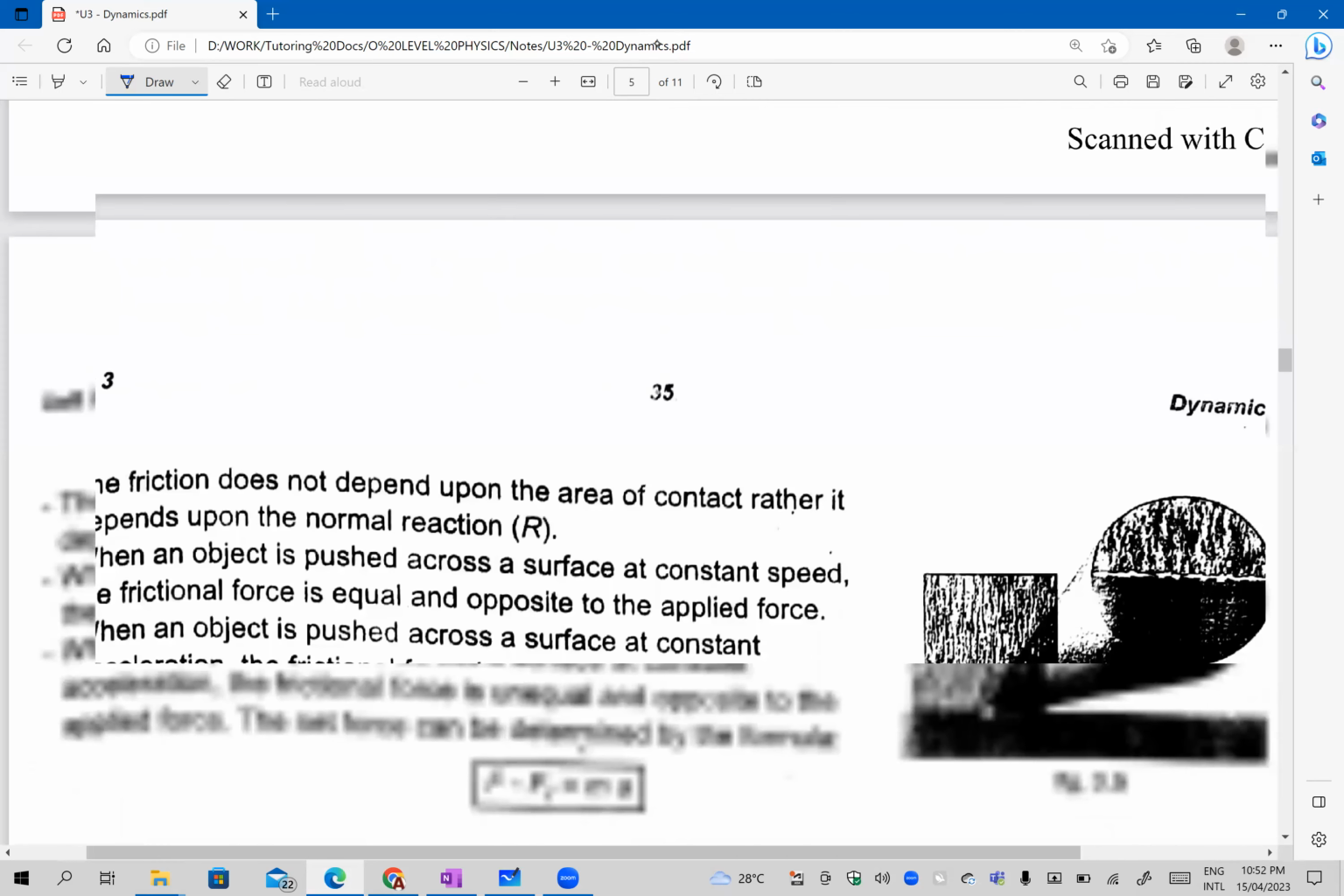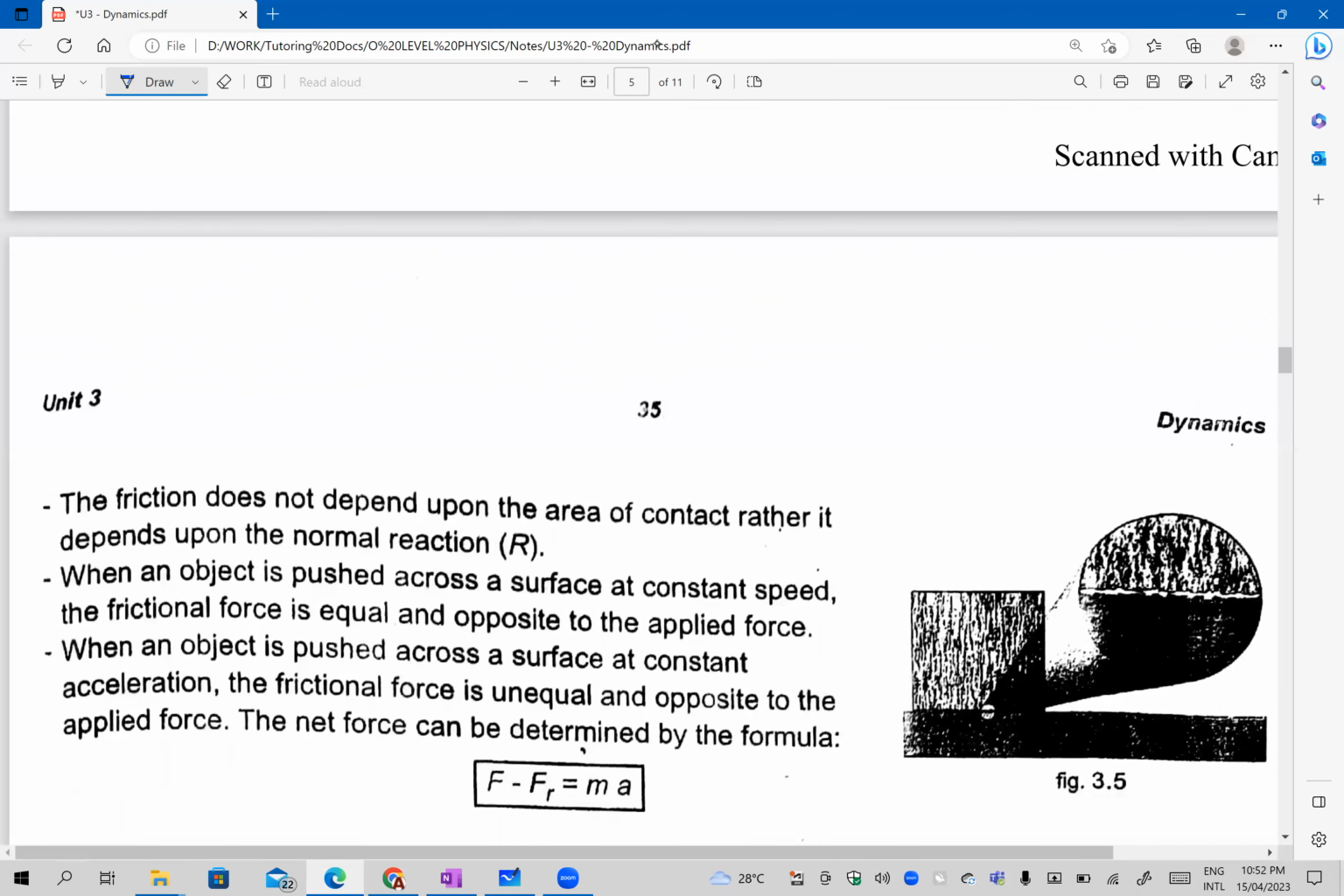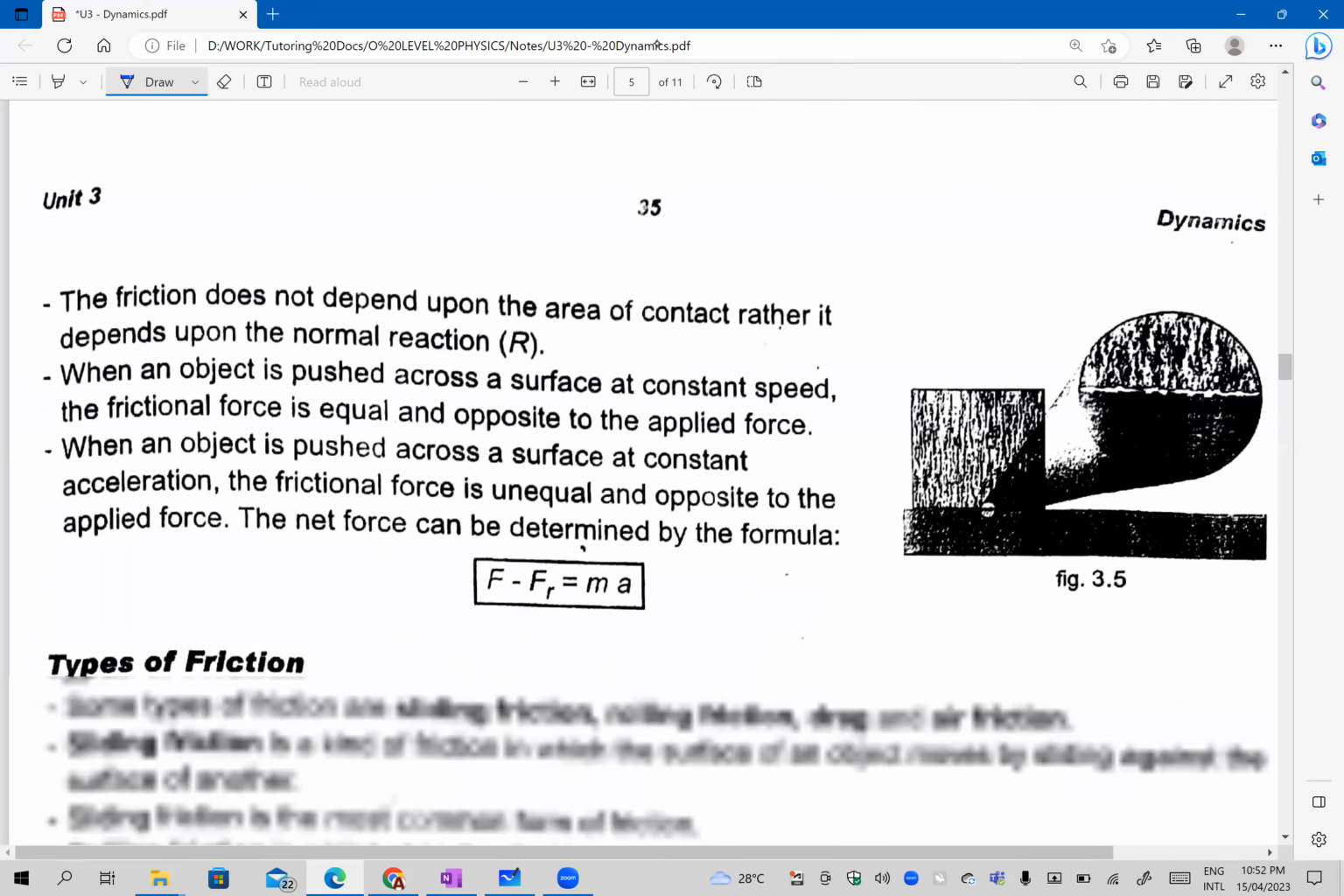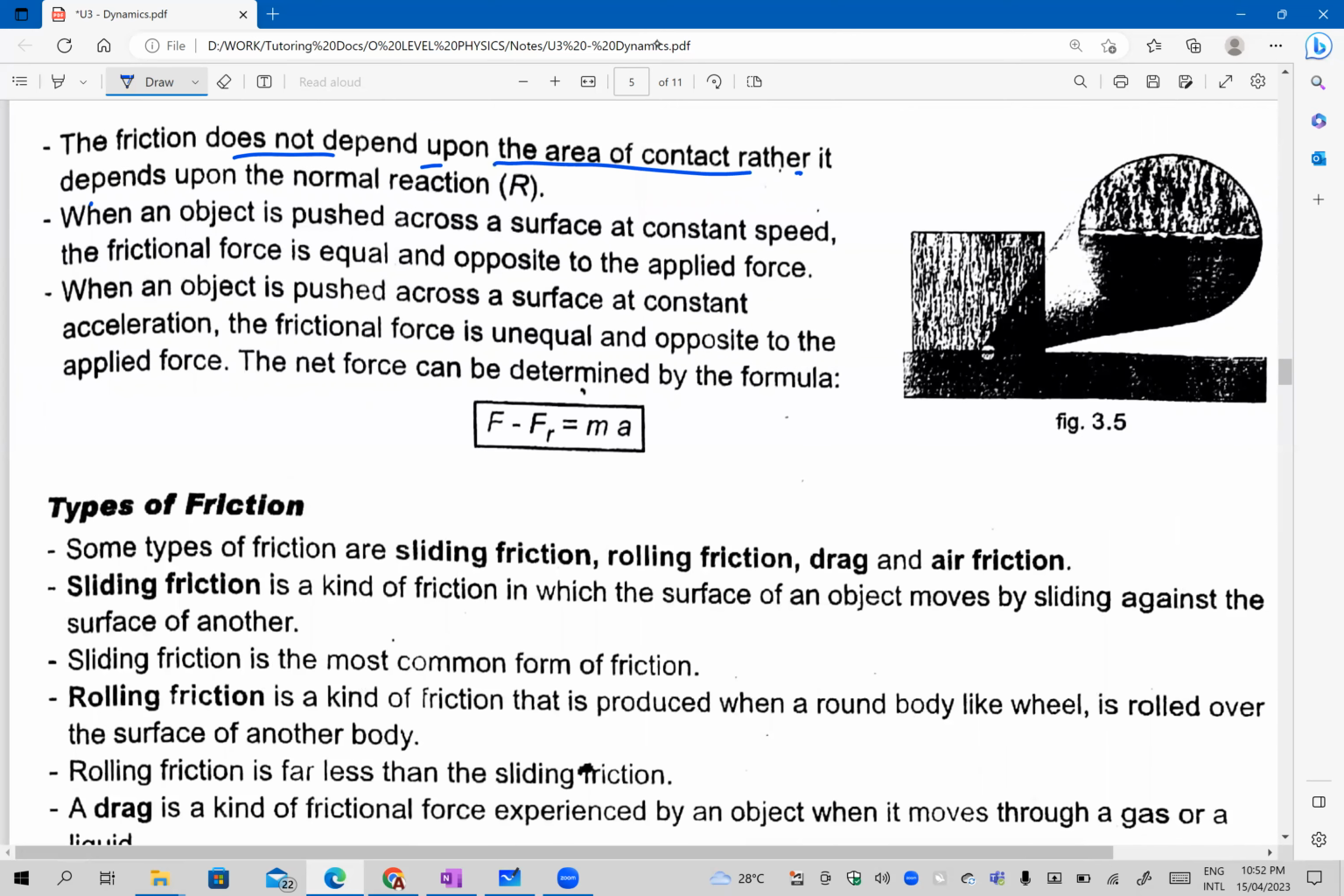Now, friction does not depend on the area of contact, rather it depends on the normal reaction force. I'm going to explain that as well. So look at this formula. F minus Fr equals ma. We studied F equals ma, which was very simple. You're applying a force and the object is moving. If the force is more, the acceleration is also more. But there is a resistive force as well.